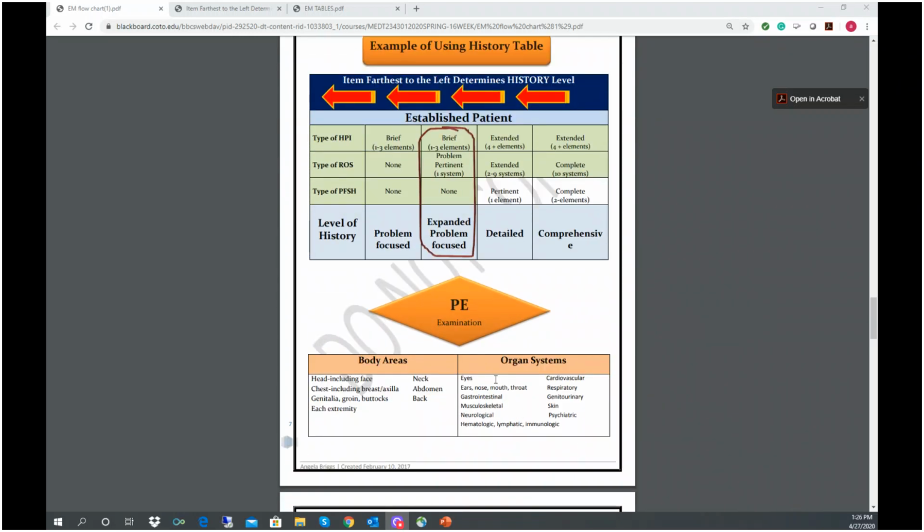And then we see here expanded problem focus because we had a brief HPI, a problem pertinent review of systems, and a none under the PFSH. So that would have been expanded problem focus.